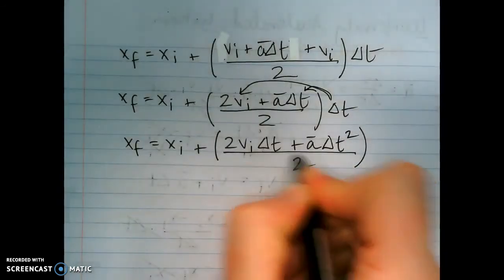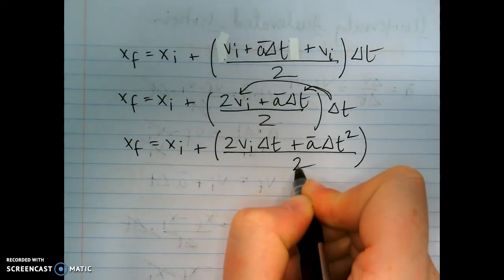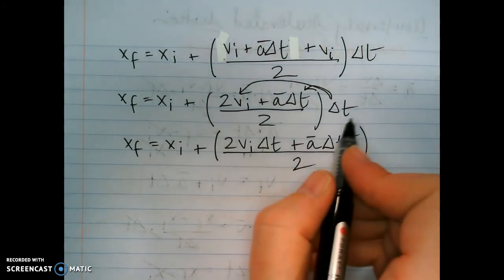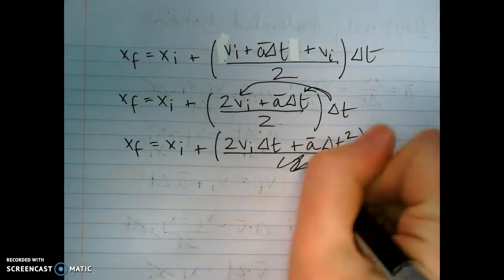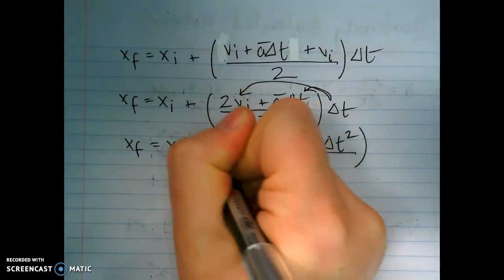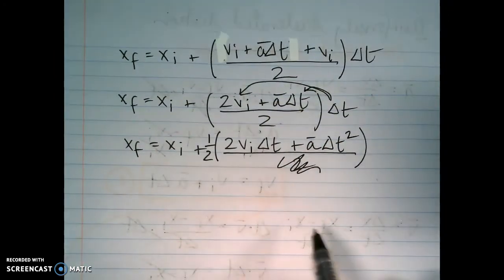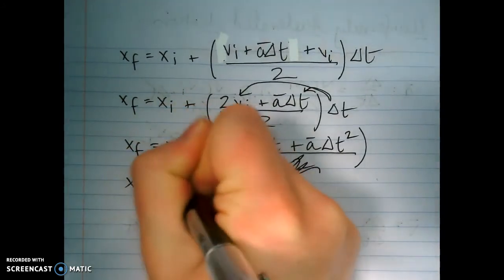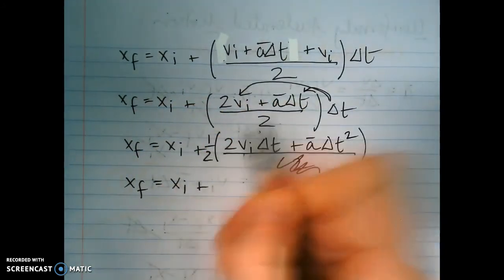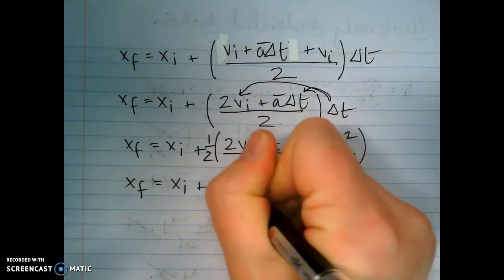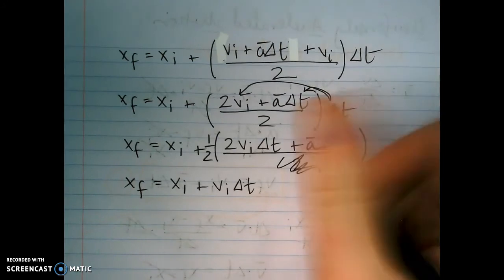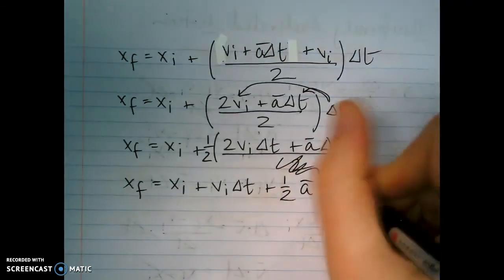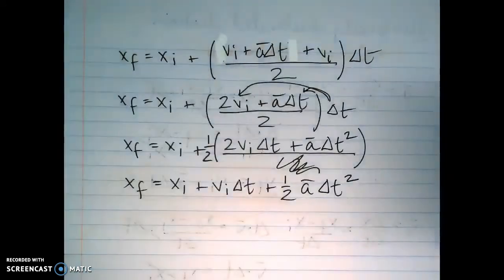Next thing I'm going to do: this 2 underneath, I'm going to apply it to my 2 terms in the numerator. Another way to think about that is, instead of having it down here in the denominator, I'm going to distribute 1/2 to each of the 2 terms in my parentheses. One half times 2 is 1, so that's initial velocity times time, plus 1/2 times average acceleration times time squared.